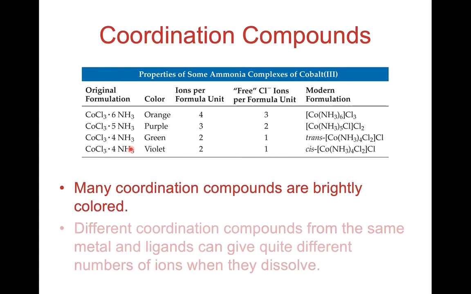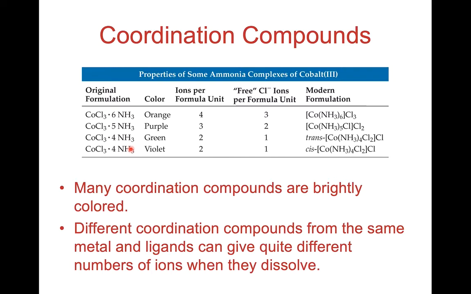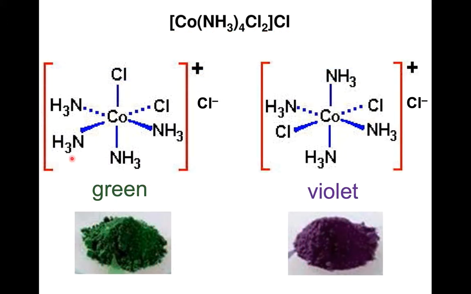Okay, these last two are perhaps the most interesting in the fact that we have the same formula, the same number of ions, the same number of free chlorides, but we get 2 distinct different colors. And let's see what happens here. Well, this was the best part of Werner's hypothesis. So he proposed that the green complex has a cis orientation. The two chloride ligands are as close as possible in the coordination sphere. And so this is one arrangement.